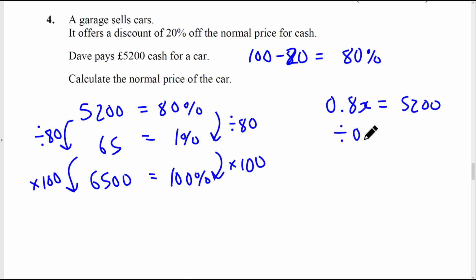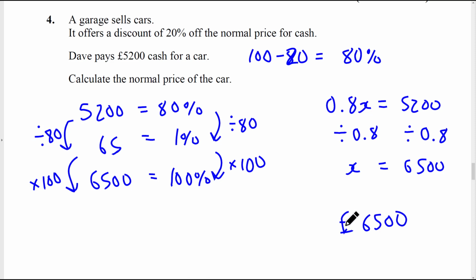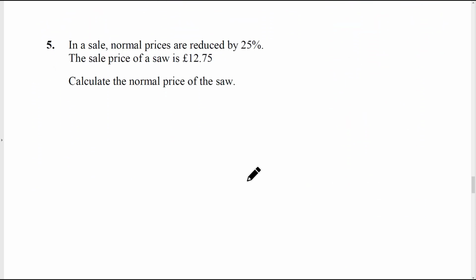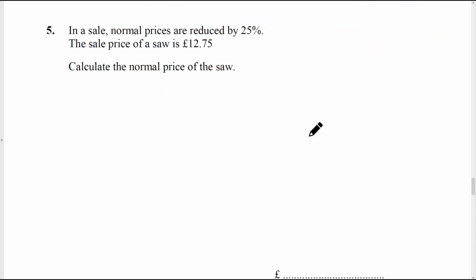Divide by 0.8 to get to the original price here. Divide by 0.8, x equals 6,500, and that's the answer. Right, so you should be really good at this now. Just one more question to try. Question 5.